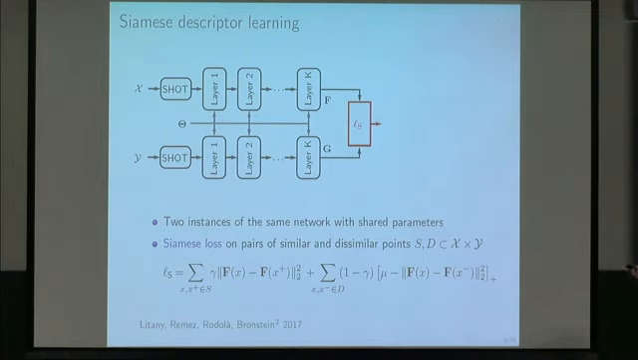I have two instances of the same network, so they share the same parameters, and I would like to learn the parameters such that descriptors coming from a positive pair are mapped nearby, so I would like to minimize this Euclidean distance, and descriptors coming from a negative pair, corresponding to non-corresponding points, should be mapped at least some margin mu apart. This is a very standard hinge loss that is used for this purpose. Again, this is something that is very common in metric learning, in machine learning and computer vision literature.